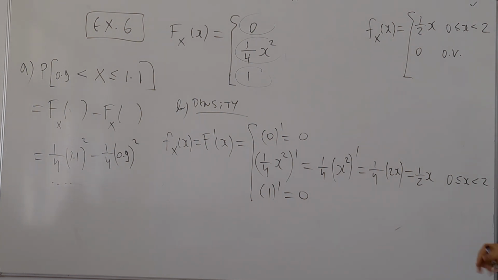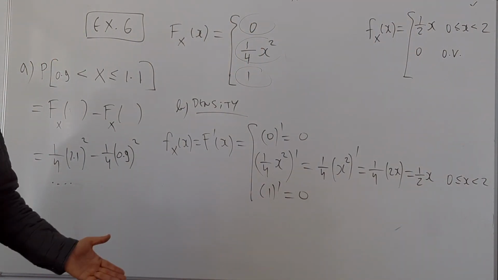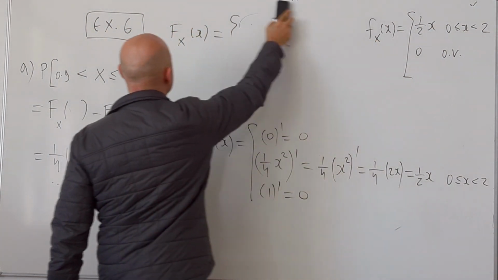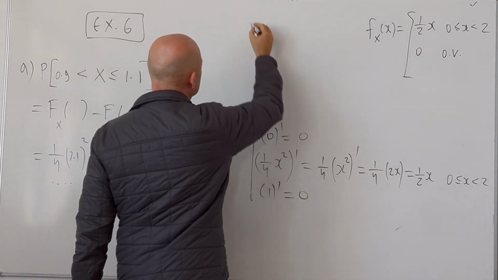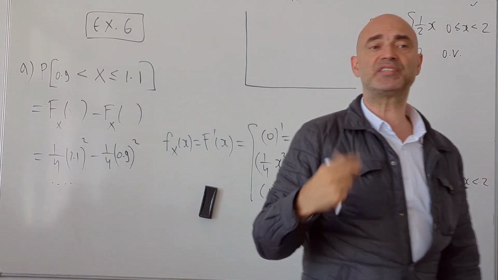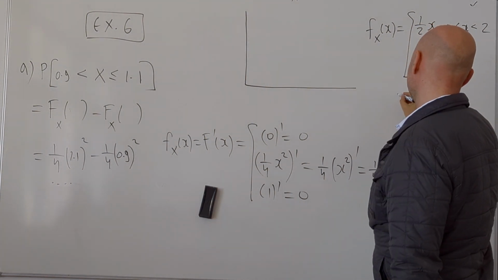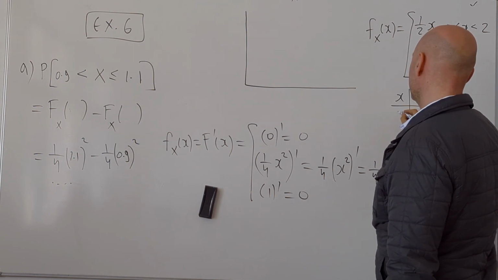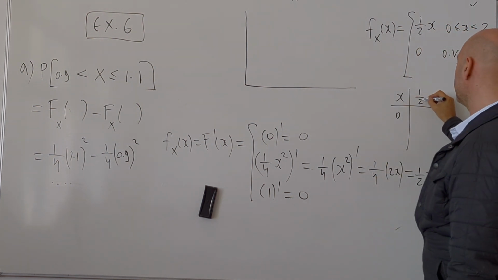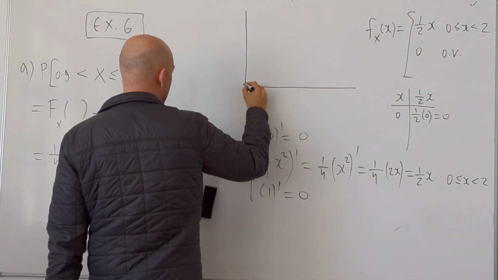Now I want the graphic of the density, because the graphic of the density is the most important thing about the density. So let's do it here, the graphic of the density. So we have what? We have a straight line with slope equal to 1 divided by 2. So I can do a table here if you like. Because if x is 0, what is the second coordinate? 1 divided by 2 times x. So 1 divided by 2 times 0 is 0. So we have here this point, 0, 0.